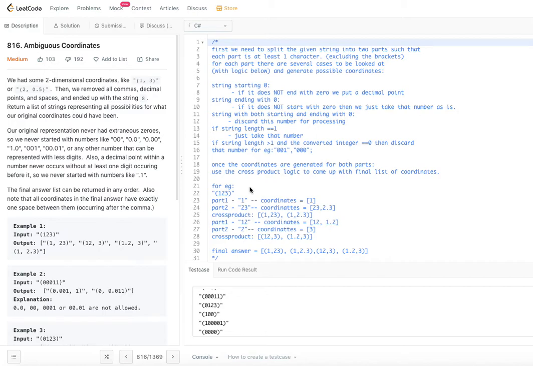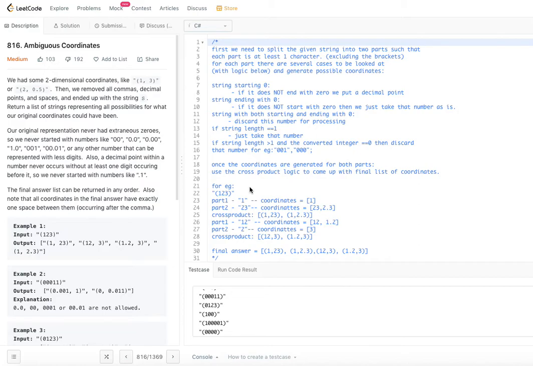I am back with another problem from Leetcode today, ambiguous coordinates. We had some two-dimensional coordinates like (1, 3) or (2, 5). Then we removed all the commas, decimal points and spaces and ended up with a string S. Return a list of strings representing all possibilities for what our original coordinates could have been. Our original representation never had extraneous zeros, so we never started our numbers like 00, 0.0, 0.00, 1.0.